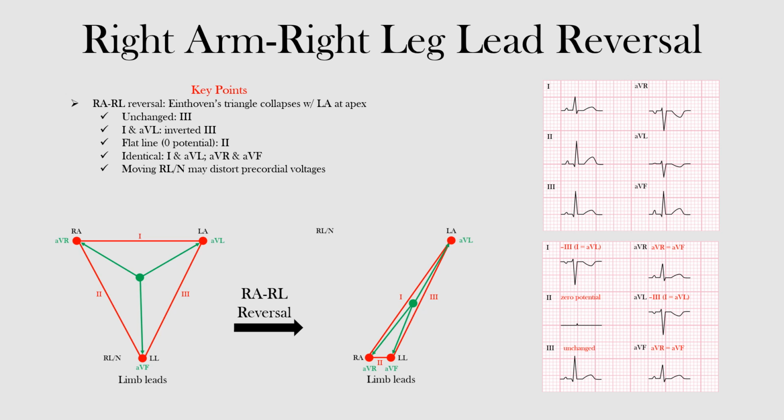Now, when the limb electrodes, that is the left arm, the right arm, and the left leg, are exchanged without disturbing the neutral electrode, which is the right leg, then Einthoven's triangle is flipped 180 degrees or rotated, resulting in leads that switch positions, become inverted, or remain unchanged, depending on their initial position and the vector.